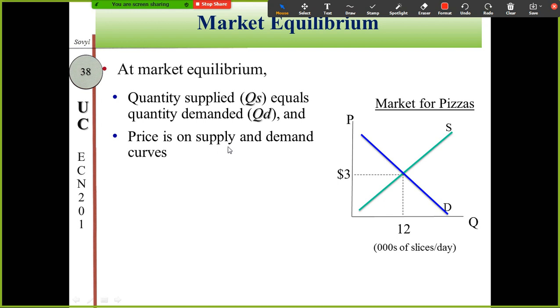The price is on the supply curve and the demand curve. $3 is on the supply curve. $3 is on the demand curve. If $3 is on the supply curve, $3 is the price received by the supplier, the seller. $3 on the demand curve is the price paid by buyers or customers.